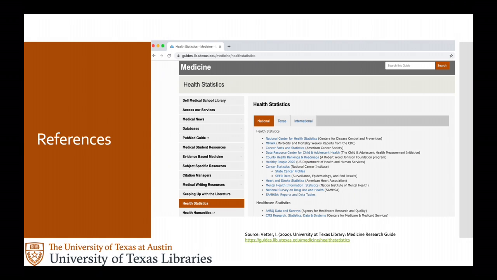Using references on your infographic not only lends you credibility, but it also allows someone who's really interested in the topic to find more information.